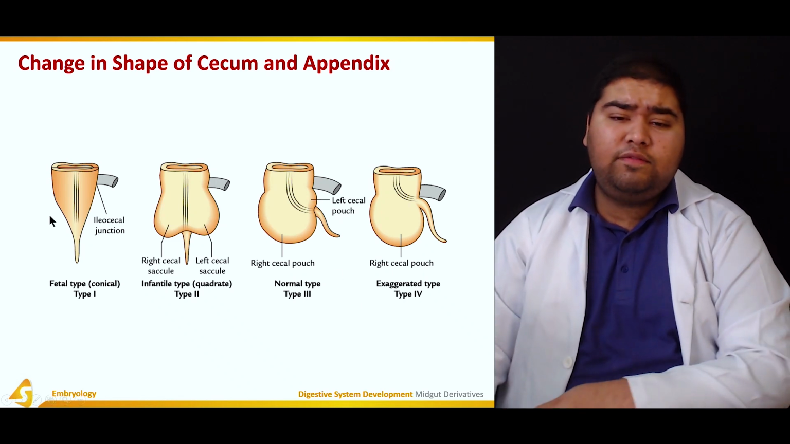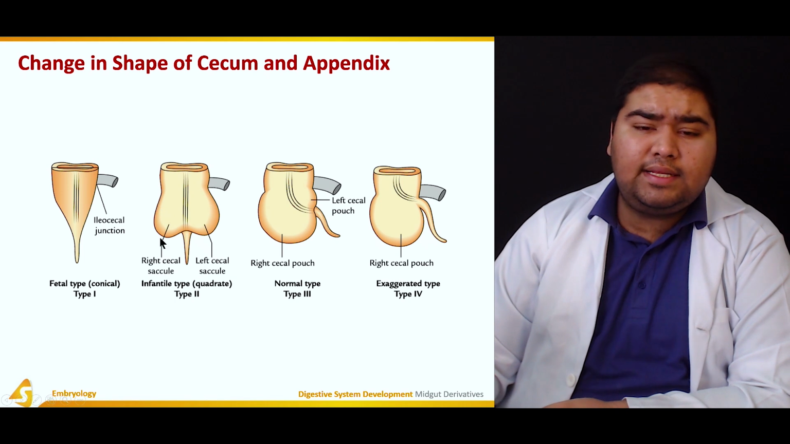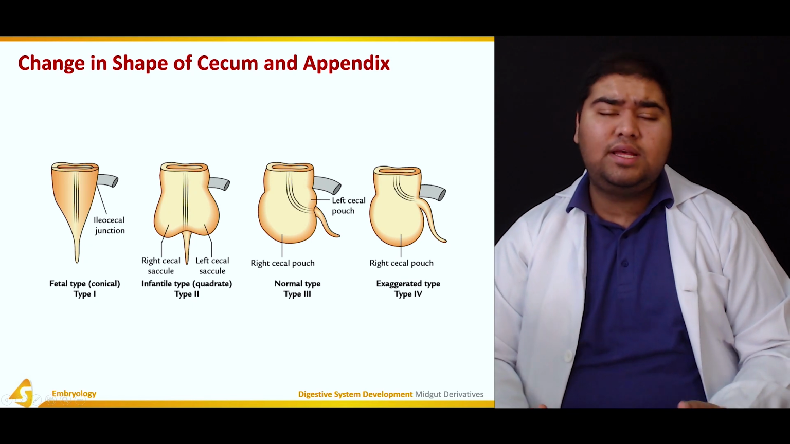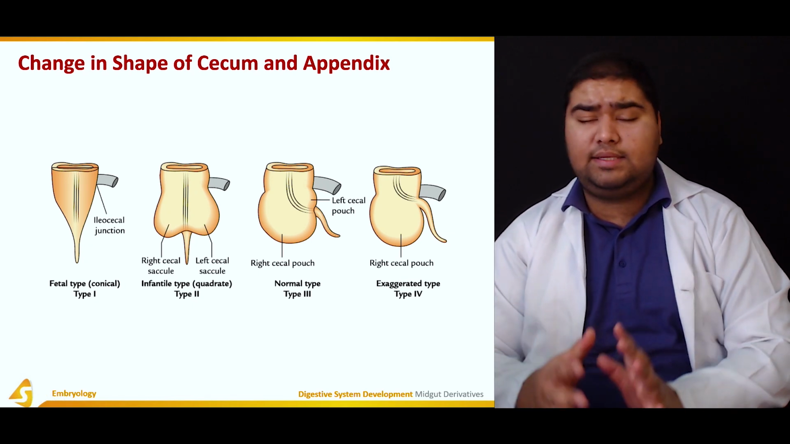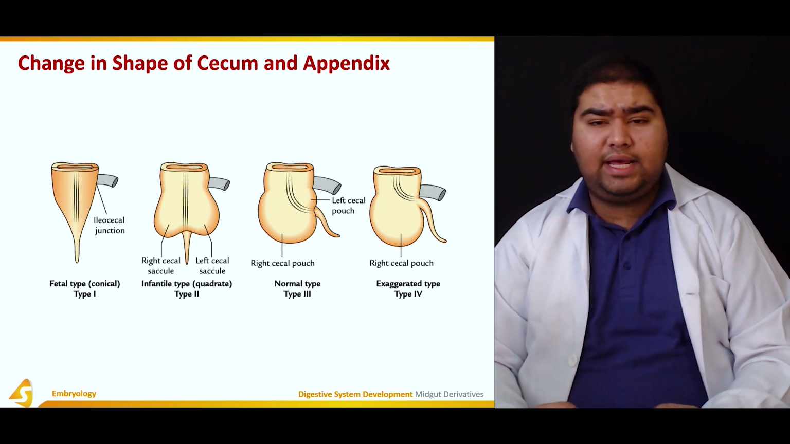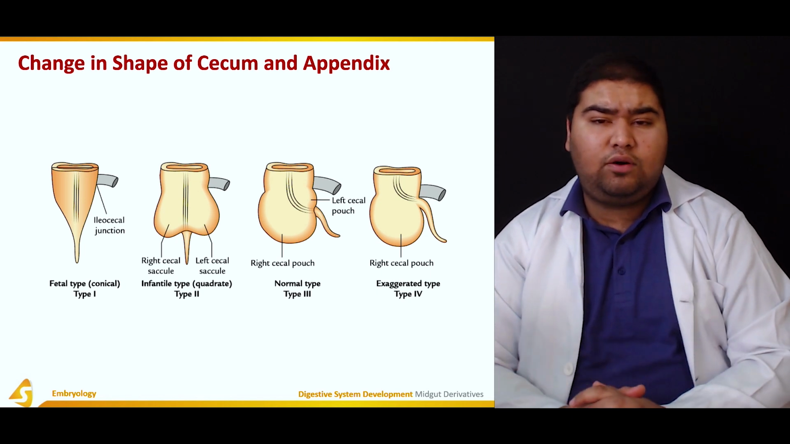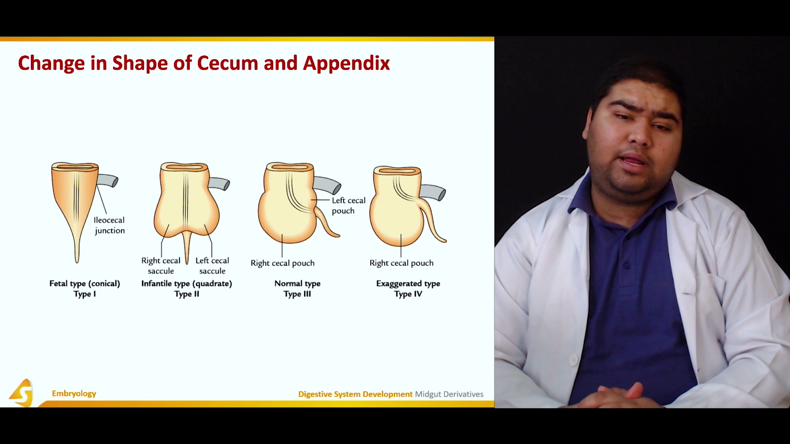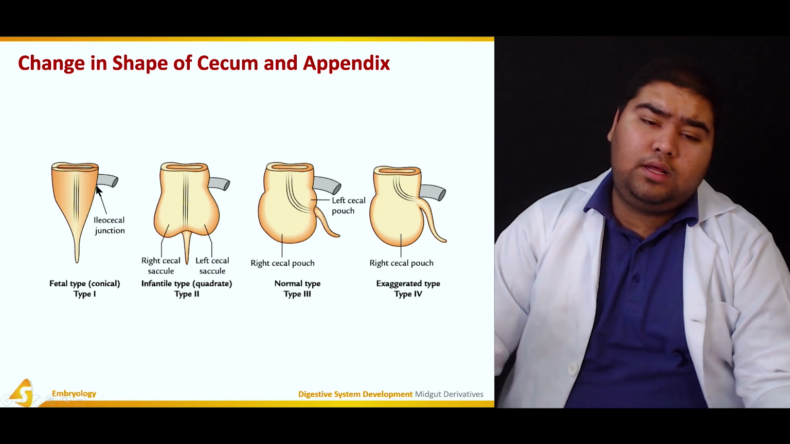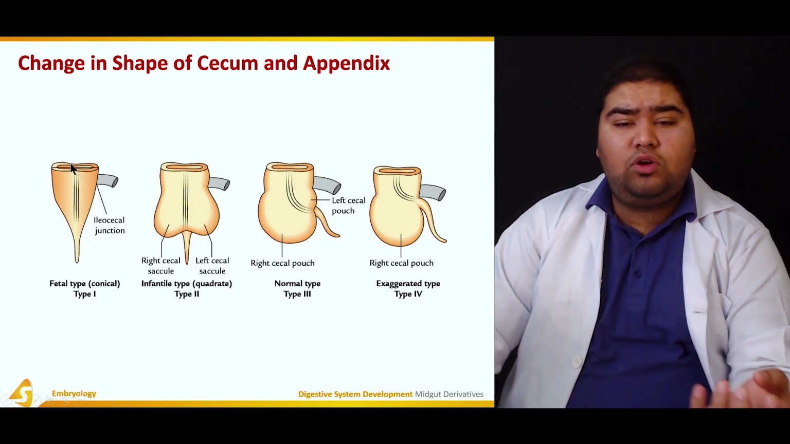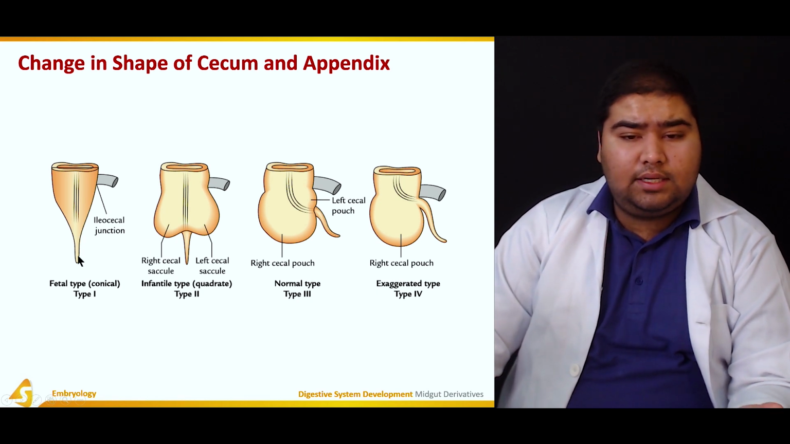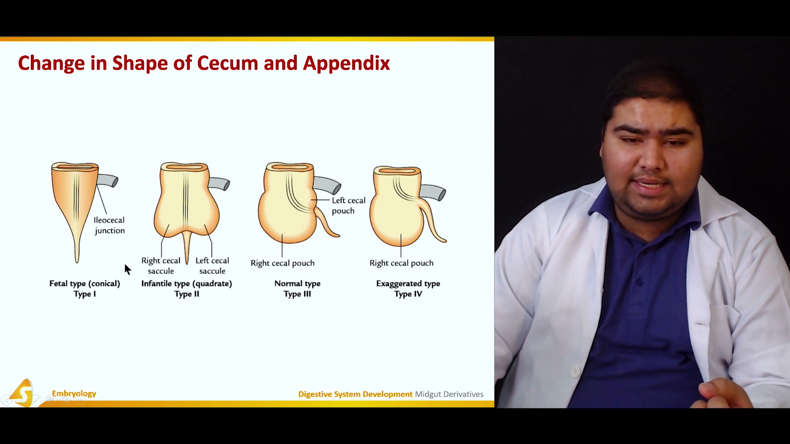While the cecum develops, the right cecal saccule and the left cecal saccule are formed. Cecal saccules are dilations on the right and left of the cecal bud. These are the adult types of the appendix present in the human body. The fetal or conical type is a simple cecal bud that has not undergone saccule formation, and it has the appendix on its distal end.